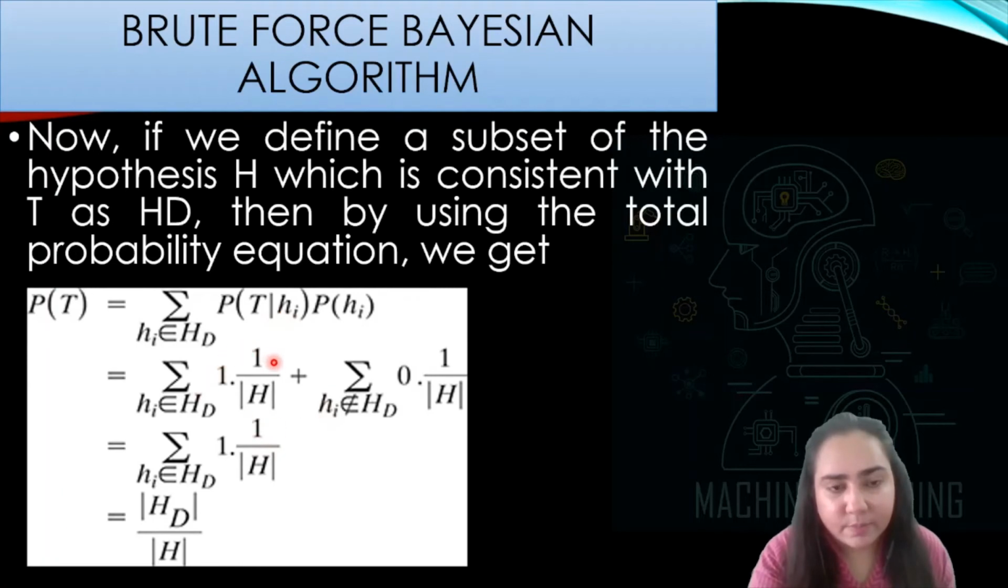So we can evaluate it like this. And for the other one, we are doing this 1 into 1 upon H because these are all the probable ones. But the ones that are not probable, which means all hi that do not belong to HD, for them, the probability will be 0. So it will be 0 into 1 by mod H. If you add the 2, obviously this term is going to be 0. So this is the only term left. And we know that the probabilities of all the values of HD will sum up to 1. So that is mod HD upon mod H. So that's how you can calculate P of T.